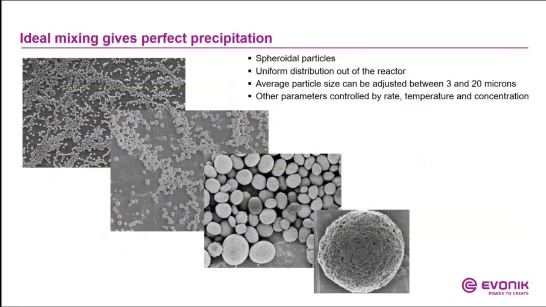Here we see some microscope pictures of the final product, the SPHERILEX particles. And you see the very spherical shape of the particles, which we form in the reactor and which leads to a uniform distribution. The average particle size can be adjusted between 3 and 20 microns at the moment. Other parameters are controlled by rate, temperature, and the concentration of the raw materials.